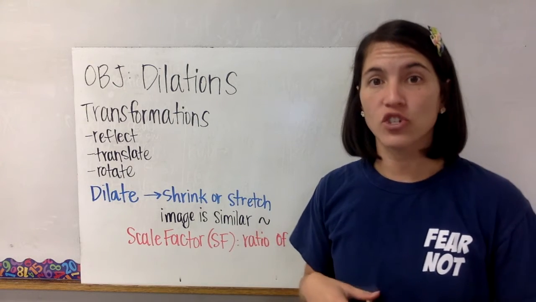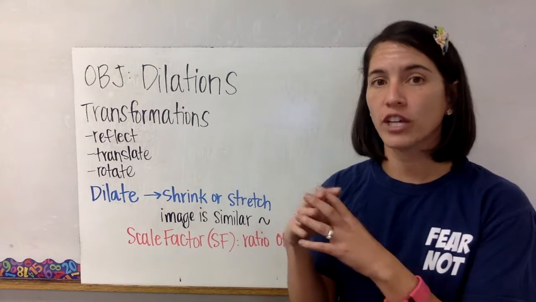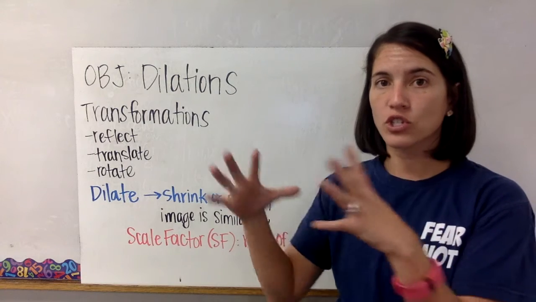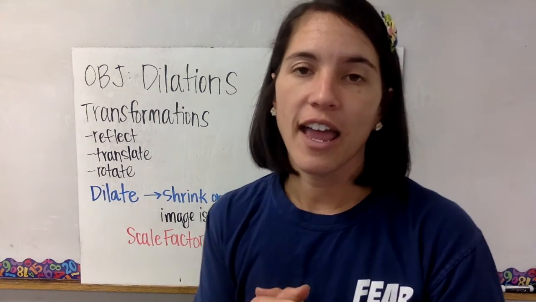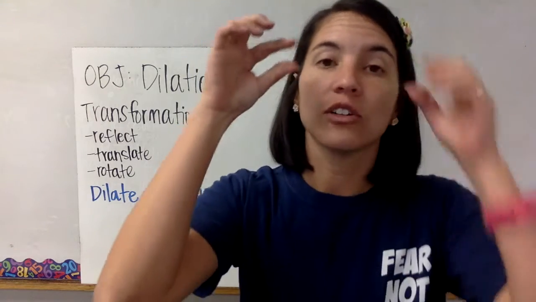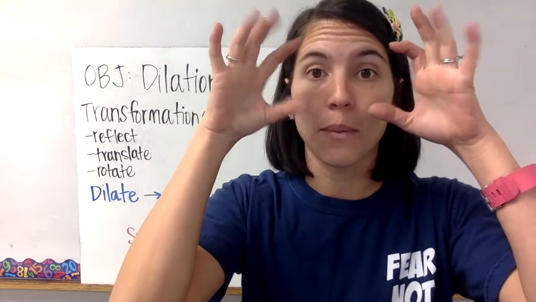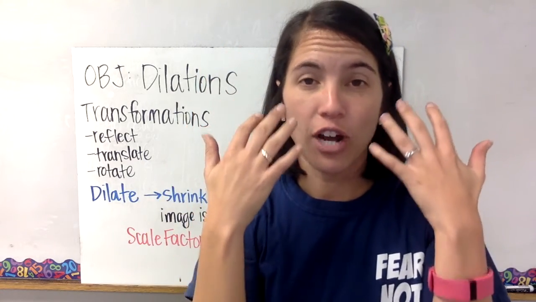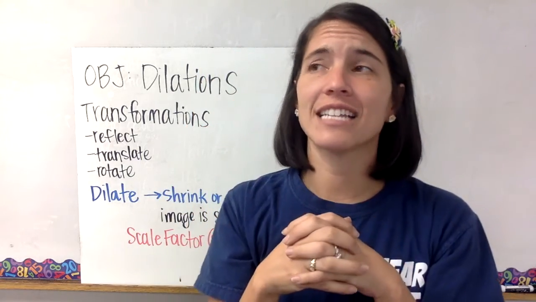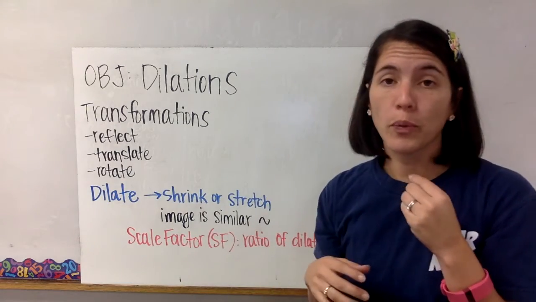A dilation is a shrink or a stretch. So if you have a figure and it stretches or it shrinks, that's a dilation. If you've ever gone to the eye doctor and they dilate your eyes, they put little eye drops and make your pupils get really big. So that would be a stretch, and that way they can look and see inside your eye better. That is a dilation of your pupil.